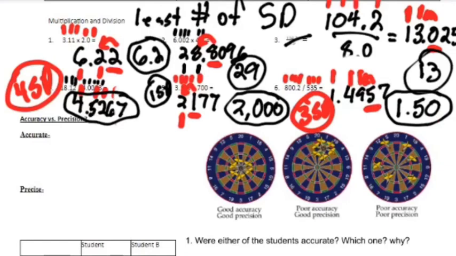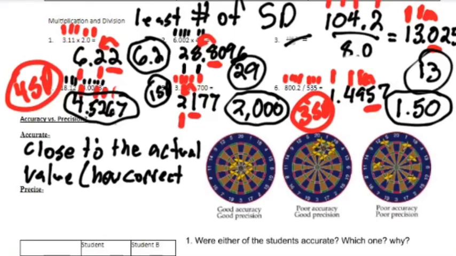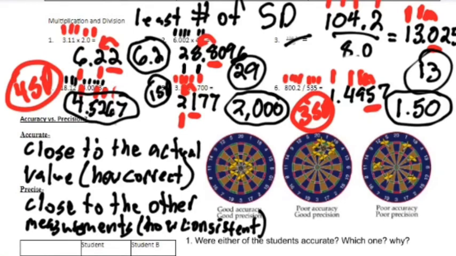Then accuracy and precision. For accuracy, we're looking at whether it's close to the actual value. So it is seeing how correct the measurement is, okay? For precision, we're seeing whether it's close to the other measurements. So this one is seeing how consistent or how repeatable it is.